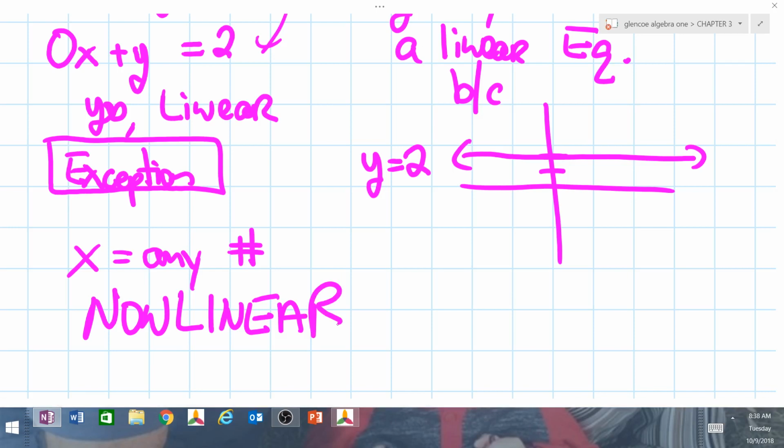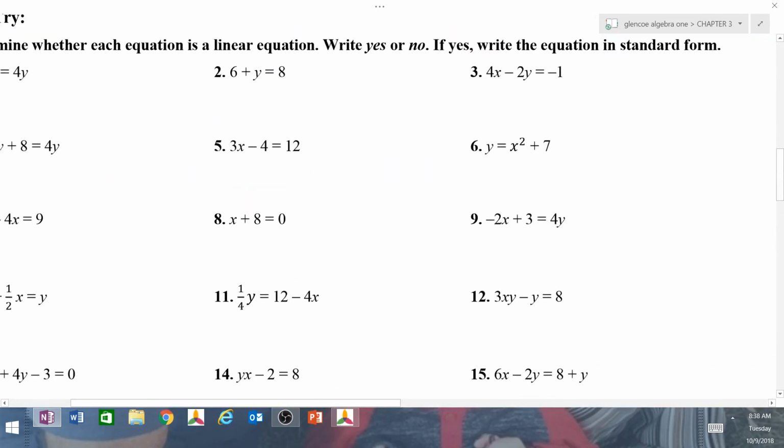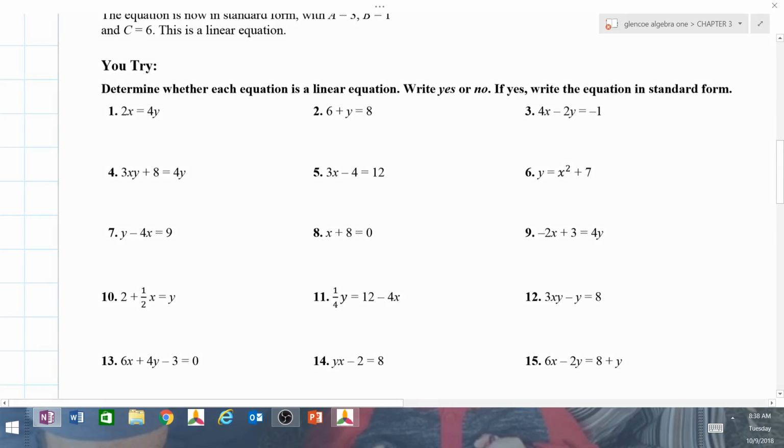Are you with me? Yes? Okay, so why don't we try a few problems? So you need notes and homework from the back. Let's try number 1, number 2, number 3, number 4, number 5, 6, 7, 8, 9. You can do them right in your notes packet. That'll keep you busy for a minute. Determine whether each equation is a linear equation.